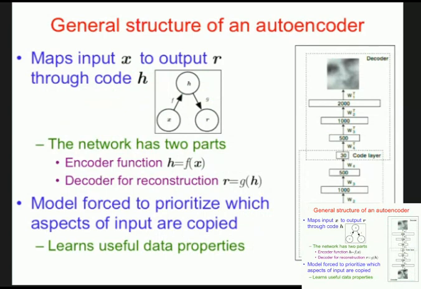So the general structure of an autoencoder, a lot of theory in this autoencoder. People are actively working on some research problems with autoencoders. So we can represent it in this computational graph, such as X, we apply a function to that to produce H, and then from H we reconstruct R using a function G. And the network has two parts, an encoder function, H is equal to F of X, and a decoder reconstruction, R is equal to G of H. And the model is forced to prioritize which aspects of input are copied. So you're going to limit the capacity of H and learn useful data properties.